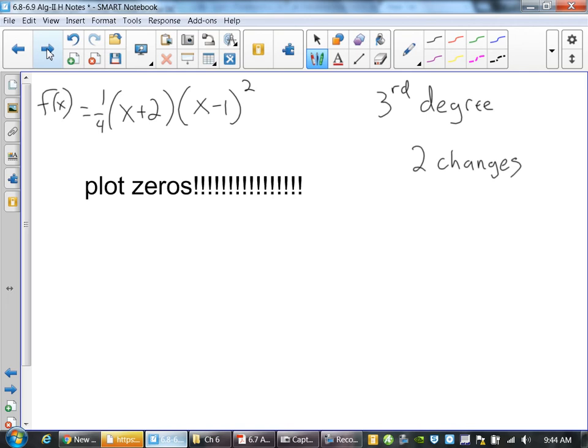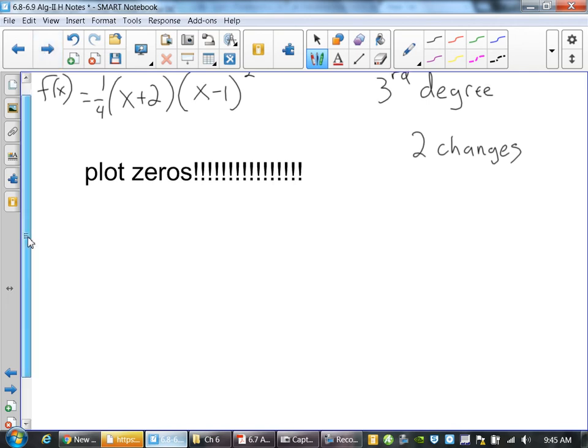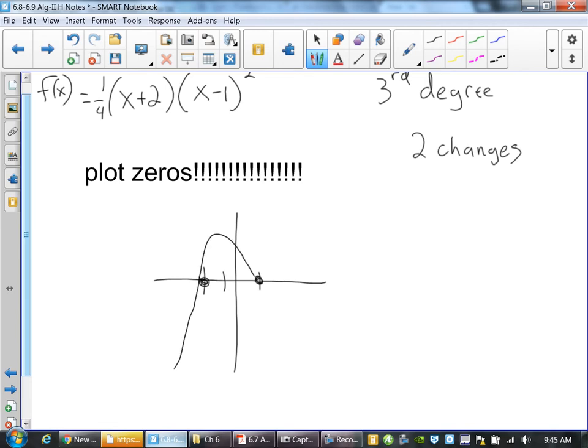Where are your zeros? 1 and -2. So I know my zeros are going to be at 1 and -2. What's special about the zero at 1? Multiplicity. Very good. It has multiplicity because it's x minus 1, x minus 1, the quantity squared. Now, what way are the tails going for this? It's positive, so it's down up. So we know it's got to change direction, touch here, and go back up.